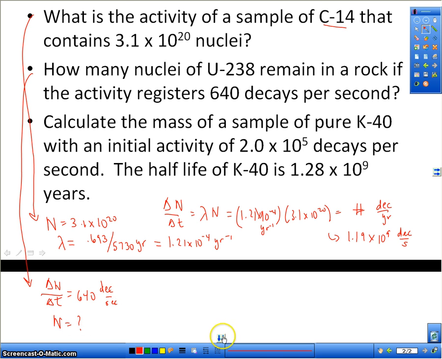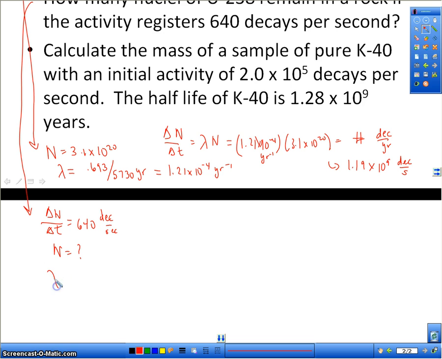So again, you're going to use your decay constant for uranium, and you're going to find that it's 0.693 divided by the half-life. But the half-life is in years. It's 4.468 times 10 to the 9th years. You need this to be in inverse seconds, because your activity is in decays per second. So we're going to go ahead and convert it right here in the denominator.